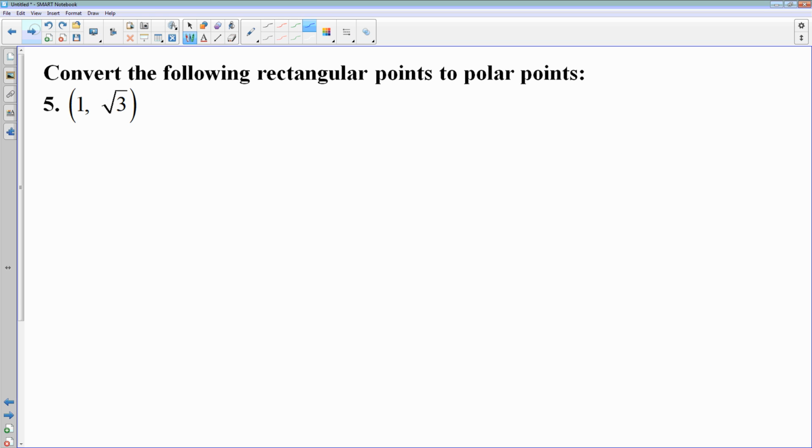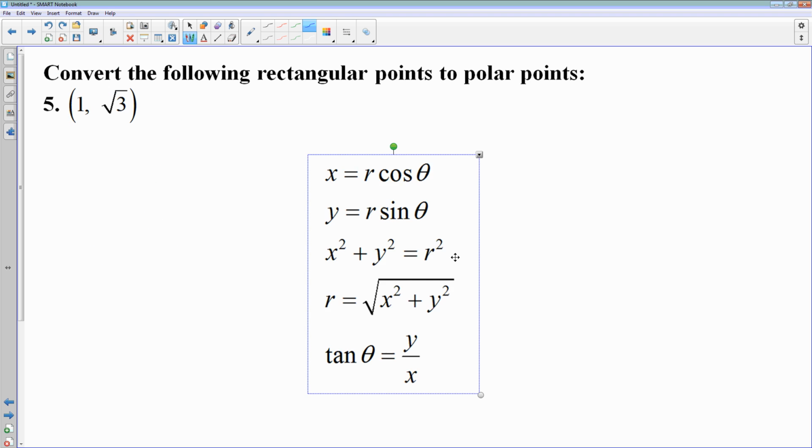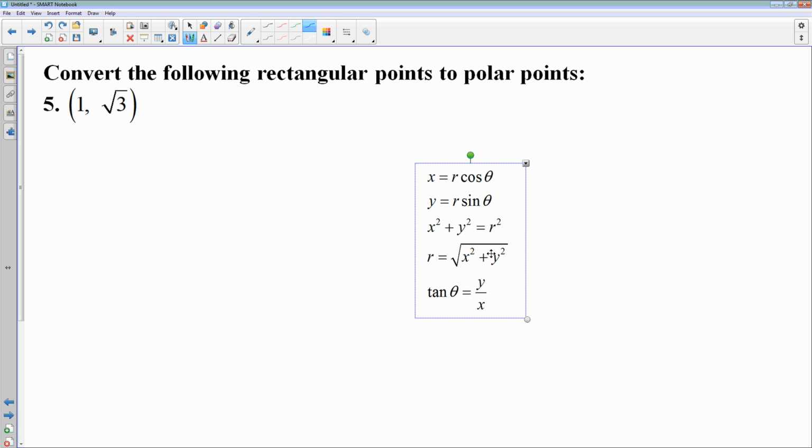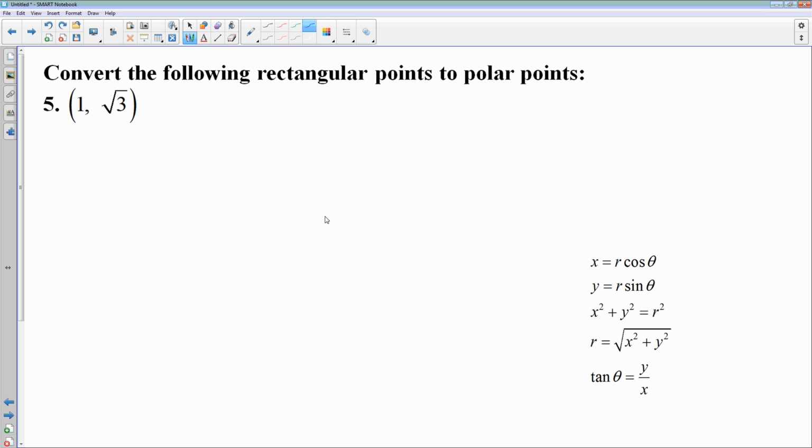Okay. The more complicated conversion is going from rectangular to polar. It takes a little bit more time and a little bit more brain power. So here are my formulas. This time I gave you an x and a y, and I want to convert that to an r and a theta. Okay, this is a little bit trickier. The first thing we're going to do is find r. So we need to find r first.